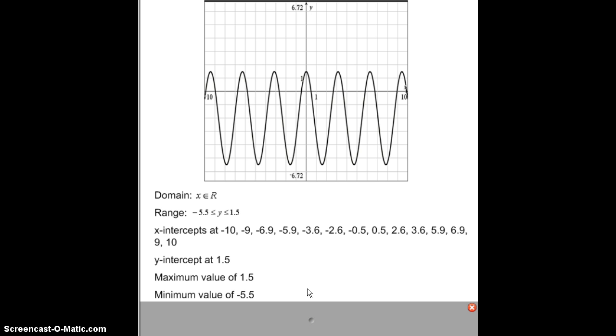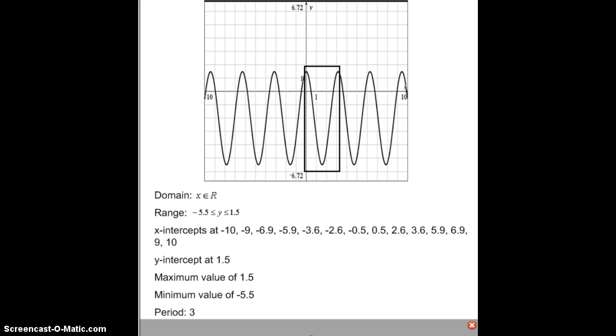Lastly, we're going to look at the period of this function, and that's a hint as to the type of function we have here. The period of this function, I'm going to draw a box around one cycle of the function. A cycle is the part that's going to repeat that generates the regular cycles of this entire graph. So the distance from the beginning of a cycle to the end of that cycle is a total of 3 units. So the period of this graph is 3.